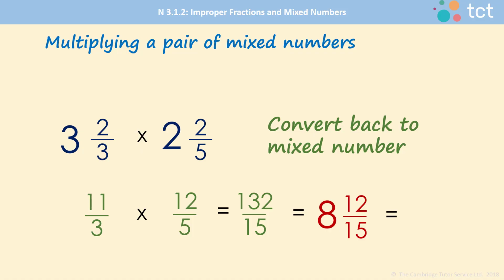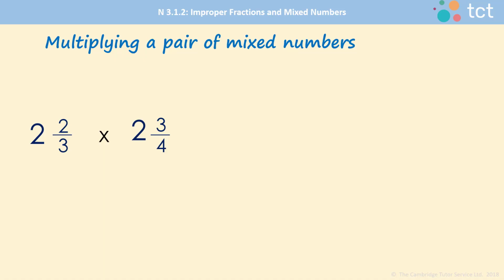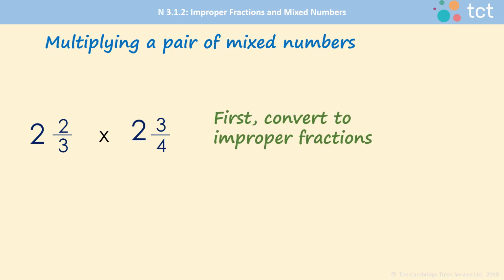And you might see that 12 and 15 will both divide by 3. 12 divided by 3 is 4, 15 divided by 3 is 5. So 8 and 12 15ths is the same as 8 and 4 fifths. Look at one more. 2 2/3 multiplied by 2 3/4. First we convert them to improper fractions.